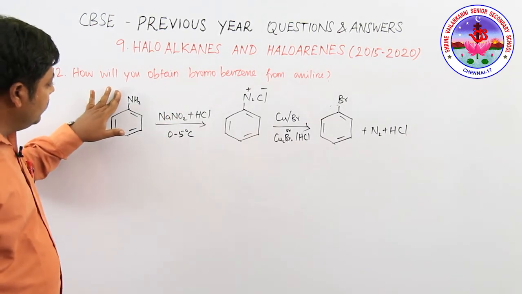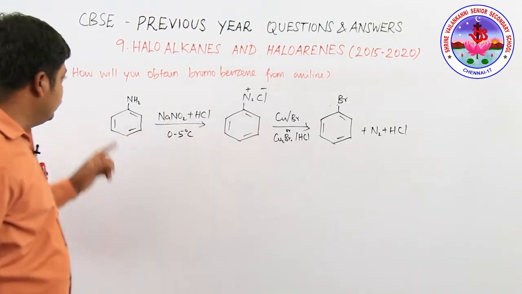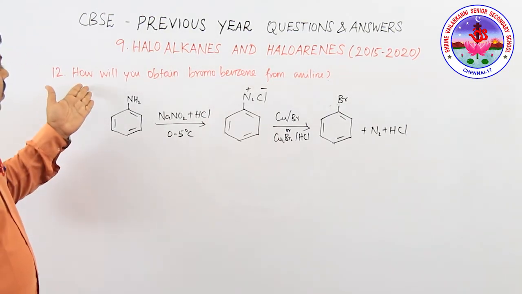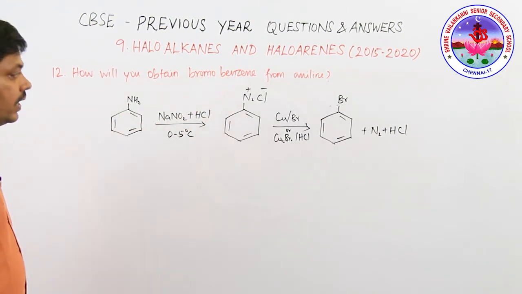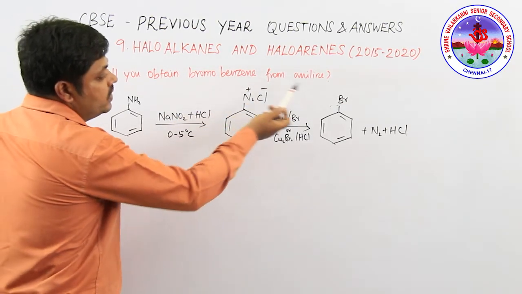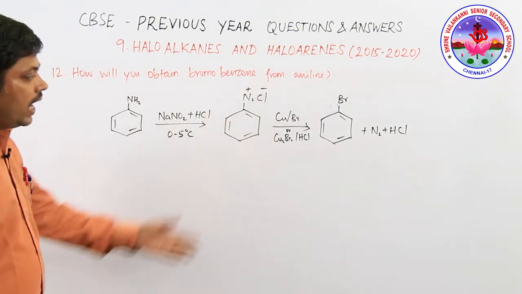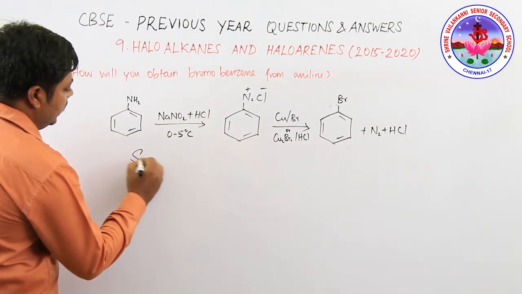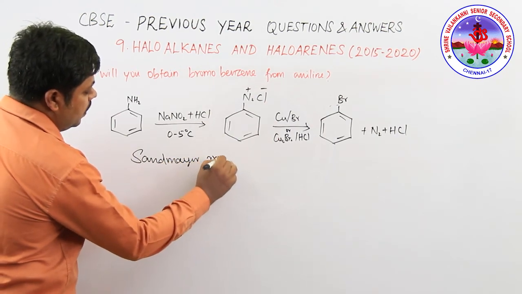Sometimes a name reaction will be asked directly, sometimes indirectly. So this is called the Sandmeyer reaction, one of the name reactions. A name reaction like this is also possible to come. So how will you obtain bromobenzene from aniline? Sometimes they will change the question, for example chlorobenzene from aniline. Just instead of bromide, you have to use chloride. Okay, iodo means iodide, like this. Okay, so this is a name reaction called the Sandmeyer reaction.